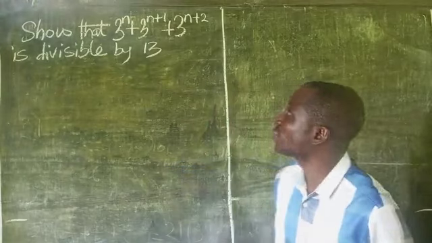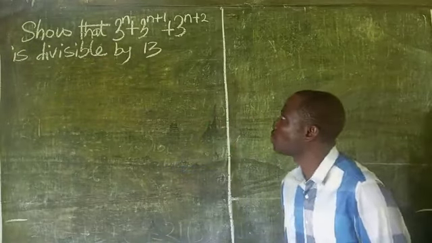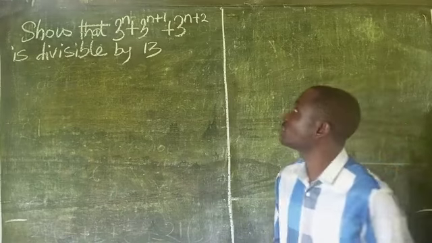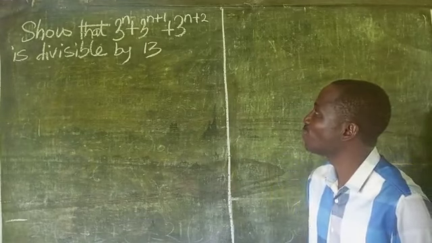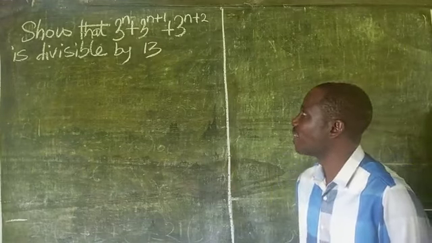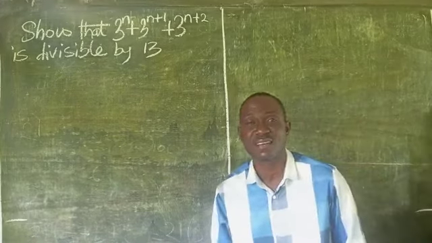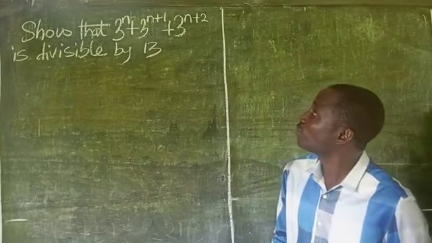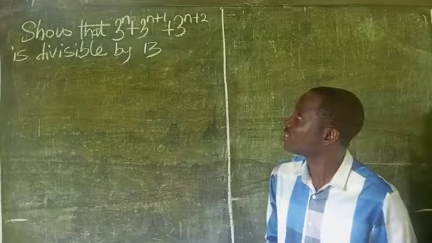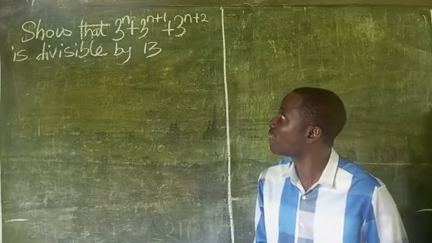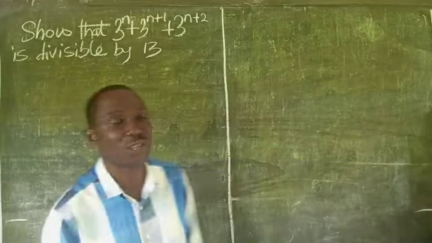Alright, so today we are supposed to show that 3 to the power of n plus 3 to the power of n plus 1 plus 3 to the power of n plus 2 is divisible by 13. And if this is true, we're going to see that the answer from this sum is a multiple of 13. Since it's divisible, 13 should divide the sum. That means 13 is a factor of the answer that we should get.